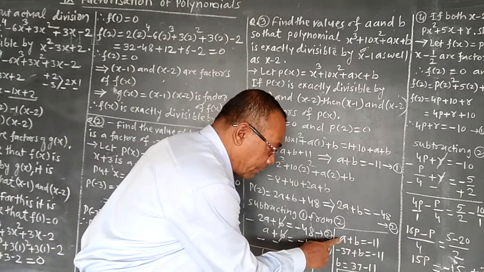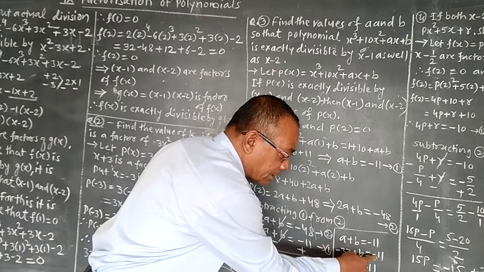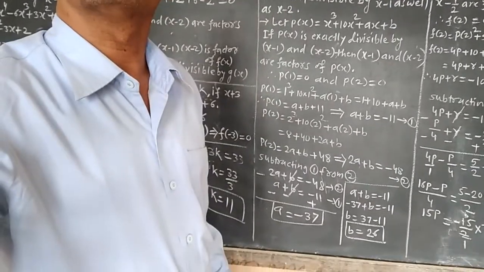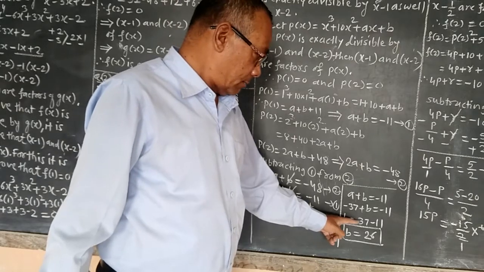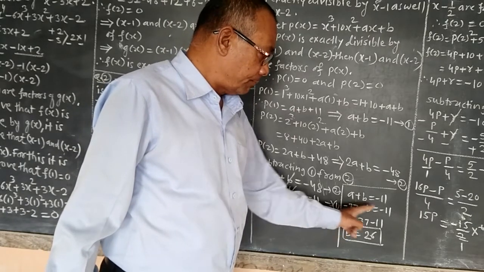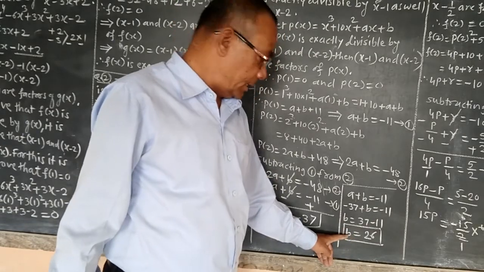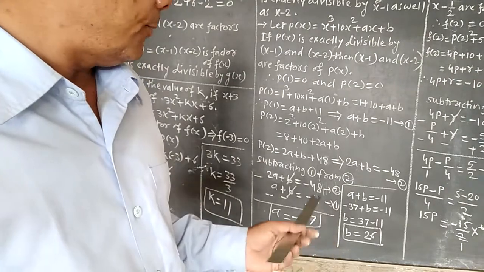Here the value of a is minus 37 plus b, as it is equal to minus 11. And now here b is equal to minus 37 will become plus 37 minus 11, and therefore b is equal to 26.